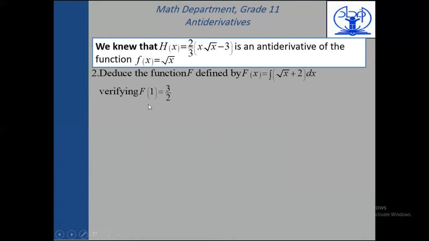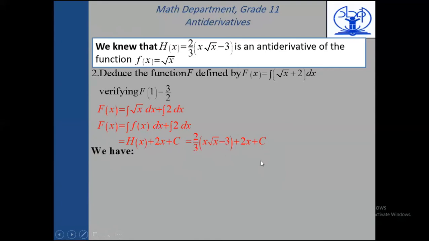But solving for C that satisfies the specific given condition, you will get a specific C and consequently a specific antiderivative. So first of all, since f is the integral of this, I do the integral by splitting radical x. The antiderivative of radical x is simply h of x that we have proven in the previous part, plus 2x plus c. Now h of x is 2 over 3x radical x minus 3 plus 2x plus c.